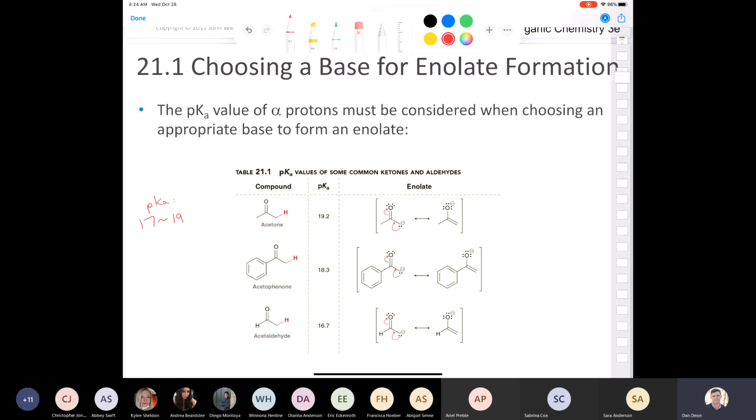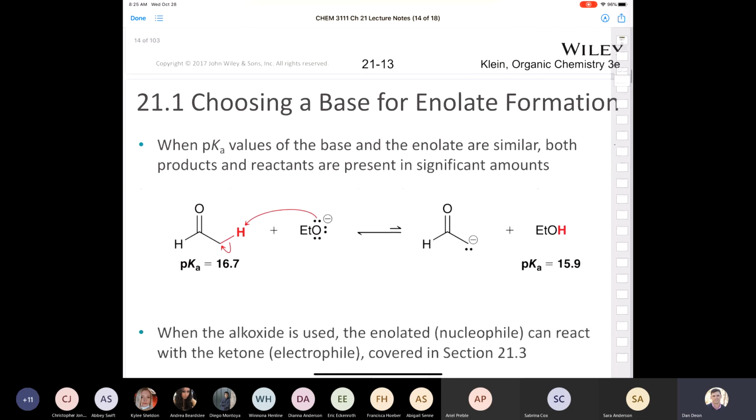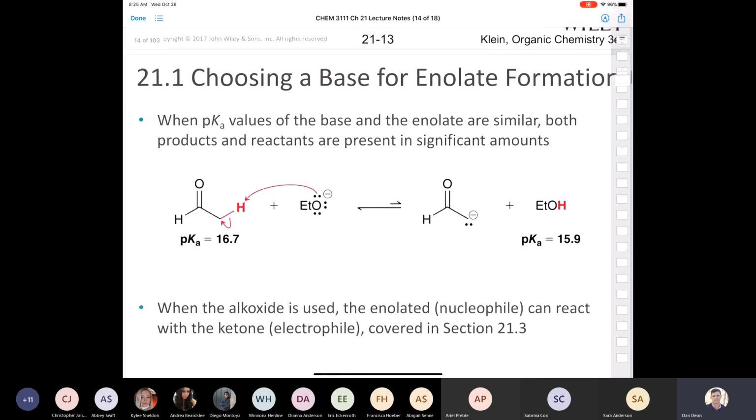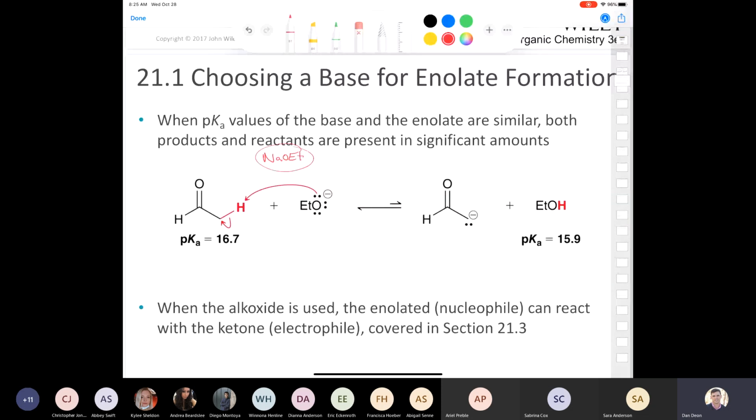All right. Well, how are we going to use that in terms of the kind of bases that we want to use to form enolates? Well, what if I chose ethoxide? This is a real chestnut in this class, right? Sodium ethoxide, we've used it Avogadro's number of times, NaOEt. We always write that down. Sodium ethoxide is a great base.